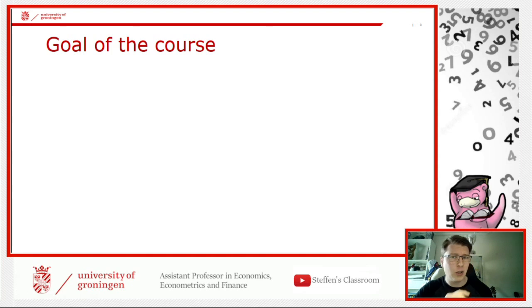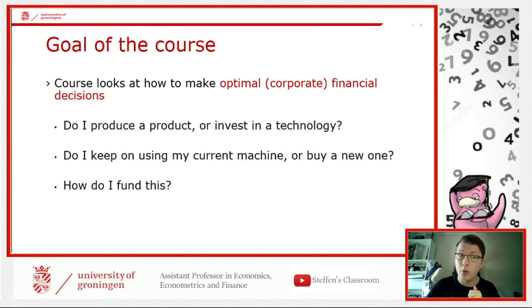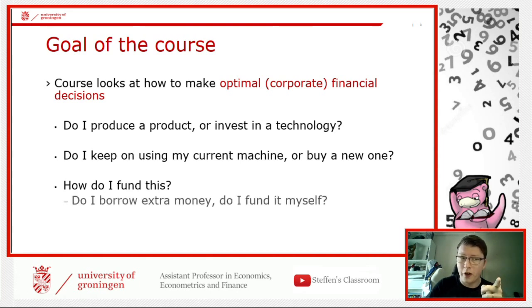But before we get that far, I always want to go over the goal of this course, because it becomes very important from where we are right now and where we're going. It'll also give you a better understanding of what I'm trying to accomplish in this course. We're looking at the optimal, emphasis on optimal, corporate financial decisions that you as a CFO of a company would make. Do you produce a product? Do you invest in a certain technology? Do you buy a complete portfolio of Dogecoin? Or do I keep my current machine or buy a new one? And most importantly, how do I fund all this?